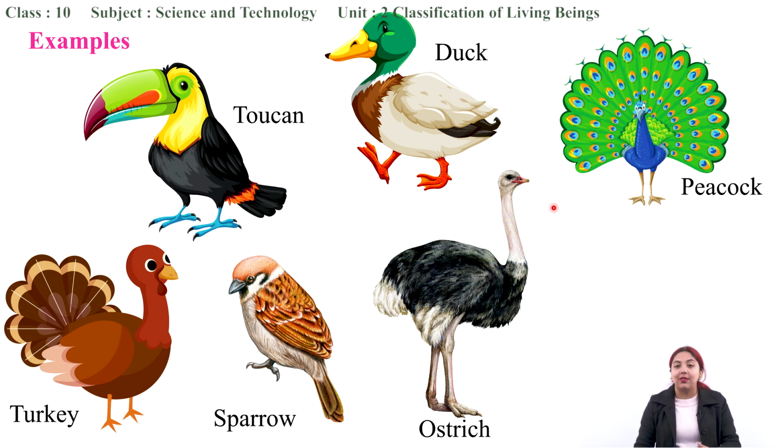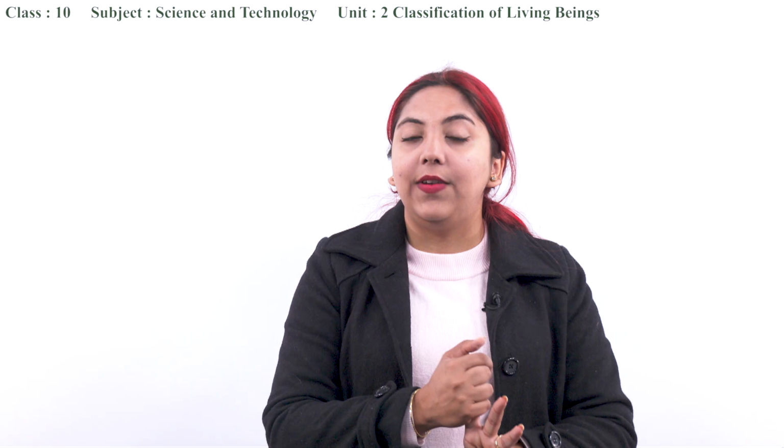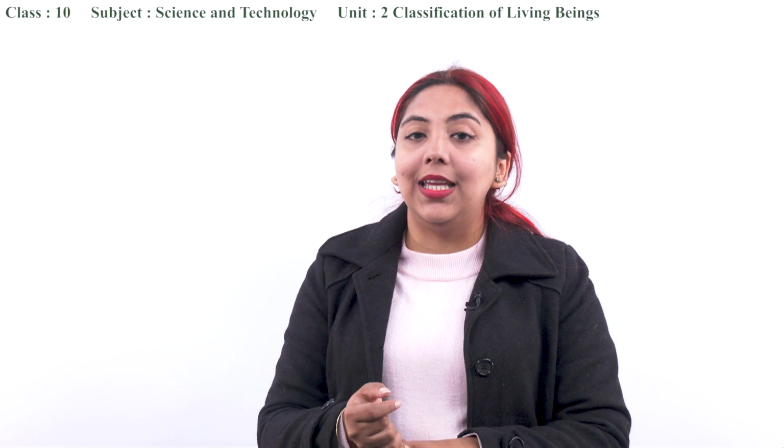Now ostrich is a bird that cannot fly. Most of the Aves can fly, but there are some birds such as ostrich and kiwi that cannot fly. Now in this class we studied about three classes: the amphibians, the reptiles, and the Aves.